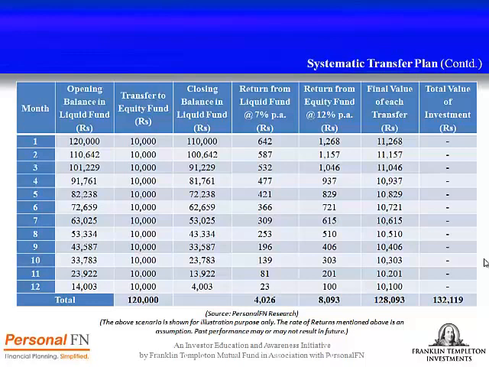while the liquid fund, if it is able to yield 7% per annum, may provide you a gain of rupees 4,026. So through STP, you can gradually transfer a fixed amount each month from a liquid fund to an equity fund at various market levels and over time create a portfolio of equity mutual funds without putting all your money at risk at one point of time.